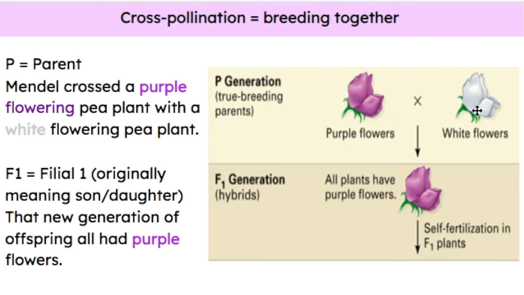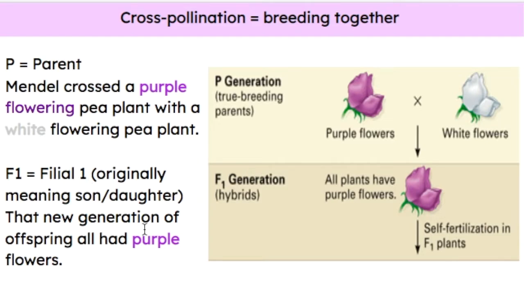They didn't have any secret hidden genetics, which we'll talk about soon. So he took a purple flowering plant, meaning the flower of the pea plant was purple, and he crossed it with a white flowering plant. So he took the pollen from one of these and the pollen from one of those, mixed it together, and then made new plants. F1 stands for filial one.